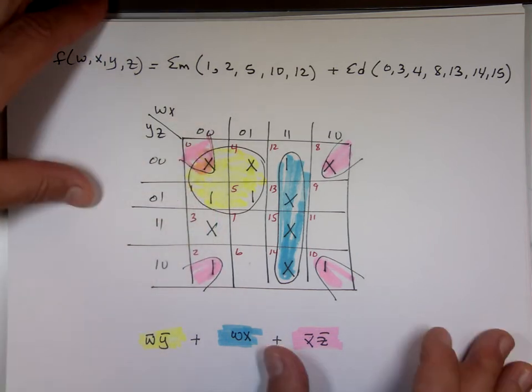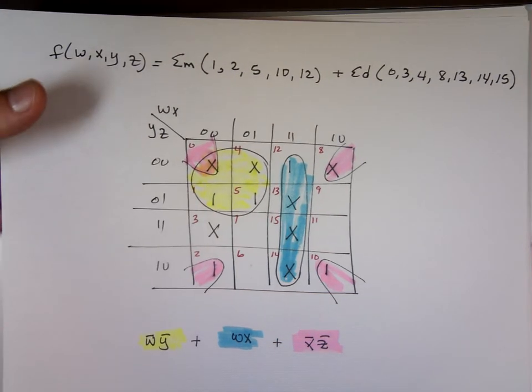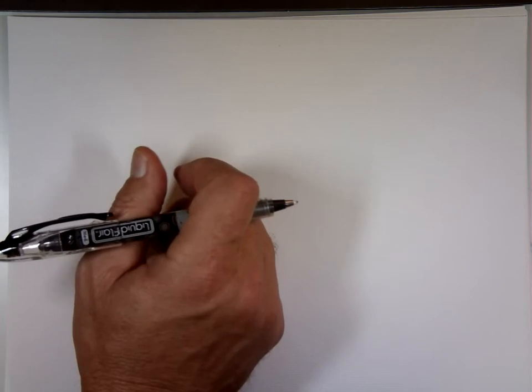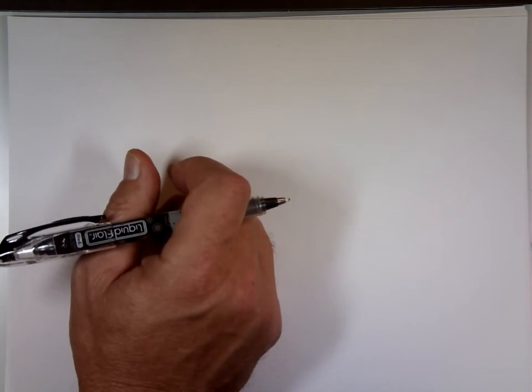I'll take a couple of examples, maybe with a 5 variable K-map, and maybe I'll take one for a 6 variable K-map. So let's take a 5 variable K-map with don't care in it.